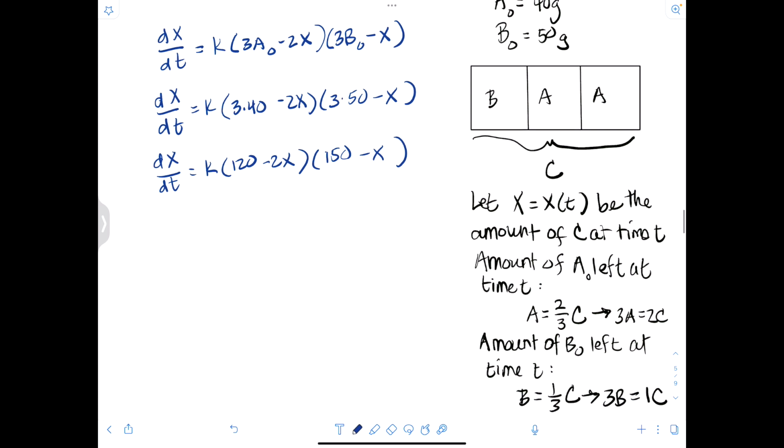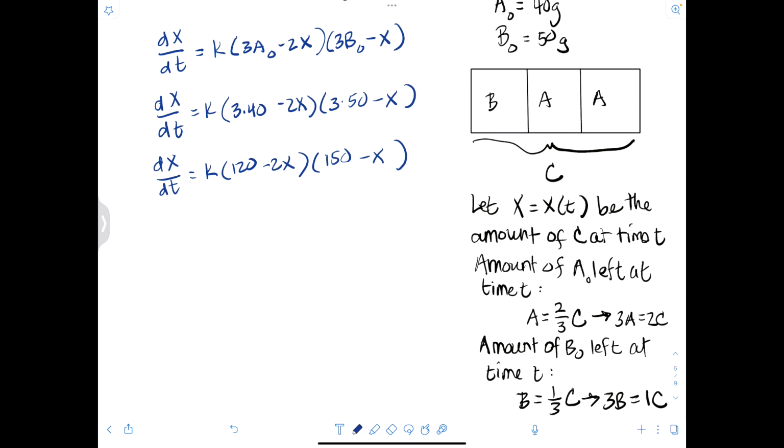All right, so now we need to solve this differential equation. So do you see that it is separable? So we have dx over the quantity 120 minus 2x times 150 minus x equals k dt.